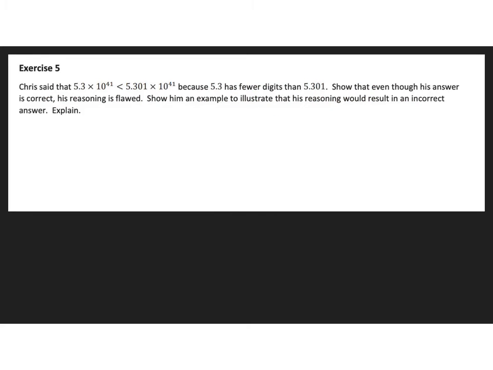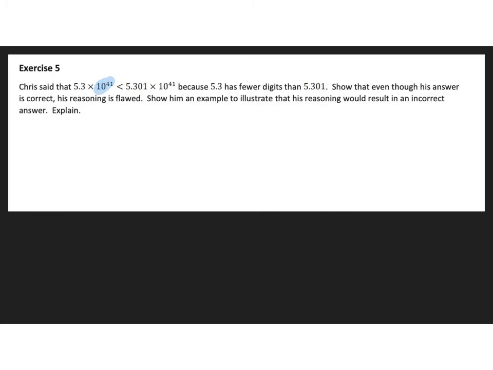Exercise 5, it says, Chris said that 5.3 times 10 to the 41st power is less than 5.301 times 10 to the 41st power because 5.3 has fewer digits. Show that even though his answer is correct, his reasoning is flawed. Show him an example to illustrate that his reasoning would result in an incorrect answer.